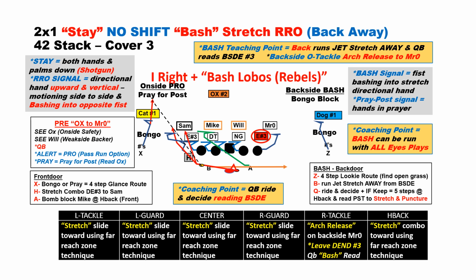Quarterback now will read that D end. If he comes down the line hard on the snap, then he'll give it to the back on the jet sweep away. Anything else after the ride, he's going to plant on that right foot, and then he becomes the ball carrier running stretch zone to the left.